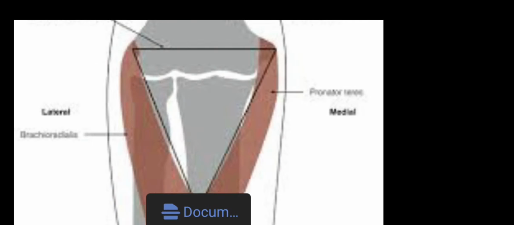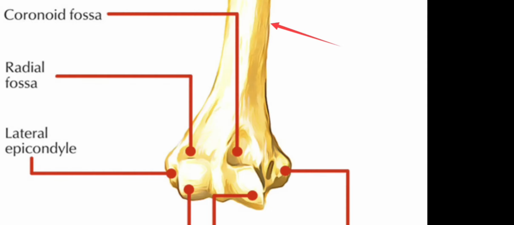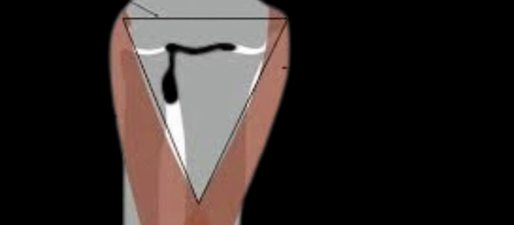Now, before going to the boundaries of the cubital fossa, I am going to discuss a little bit of anatomy of the humerus. You can see over here, this is the lateral epicondyle, and this is the medial epicondyle of the humerus. And here, this is the trochlea and this is the capitulum. But I am not concerned with this structure.